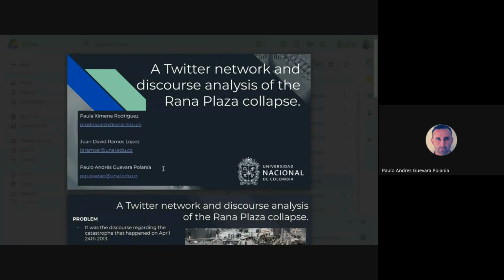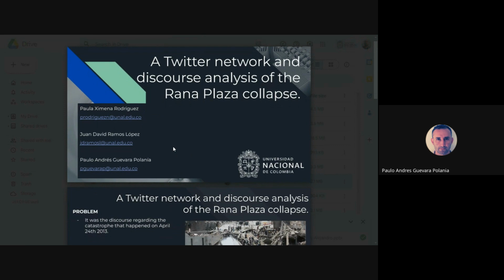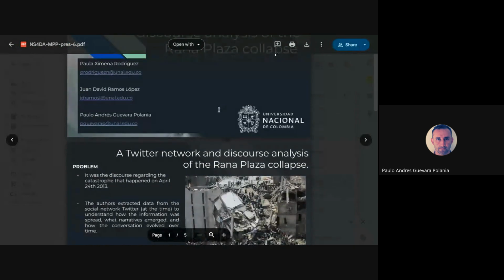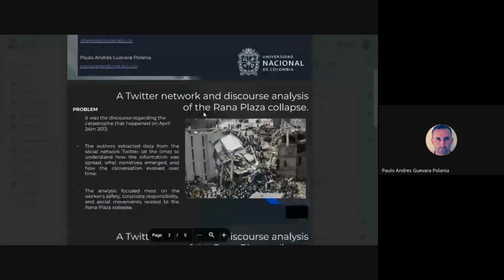Before we start, I want to give the context of the article or paper that we chose. The title is about the event that occurred at Rana Plaza, because in this place there was a textile factory in Dhaka, Bangladesh, which killed more than 1,000 factory workers. This was the core of a really big research on the impact in social networks.